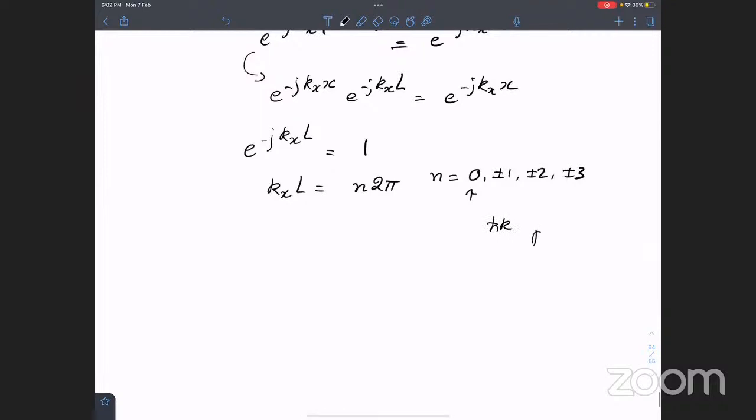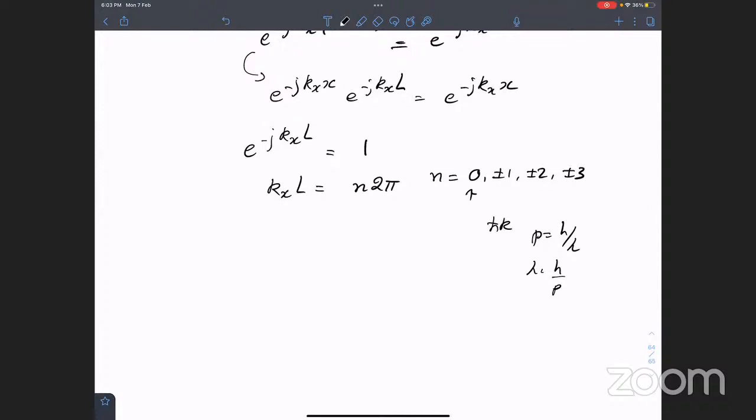So p is equal to h by lambda, or lambda is equal to h by p. When k is 0, that means k is 2 pi by lambda, so lambda is infinite. And if lambda is infinite, my momentum is 0. So it is just talking about a wave function with a very, very low momentum. That's all.